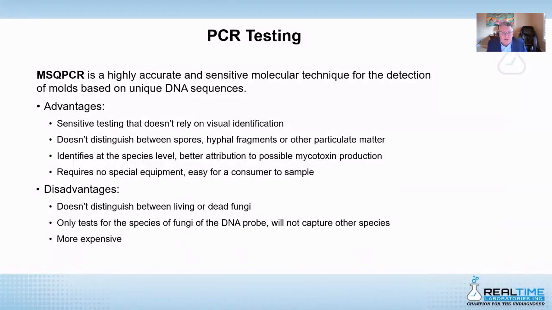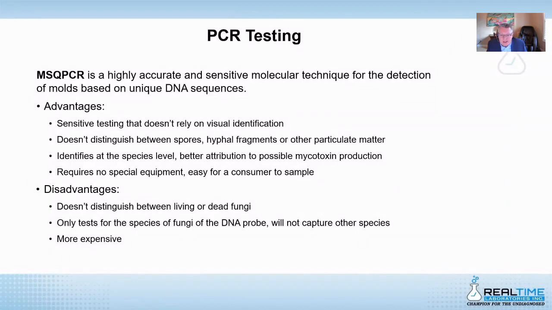This also makes a difference if you're doing post testing on a remediation with PCR. You get rid of all the spores or the fungal growth perhaps, but if you don't do a really good job in treating those hyphal fragments or the biomass, you're going to wind up being elevated on your post test, and it's going to create some challenges for you. So again, it identifies the species level, which is better attribution to the mycotoxin production or possible mycotoxin production. And it doesn't require any special equipment. With the exception of the molecular entrapment, which we can talk about offline, it's really easy for a consumer to sample on their own.